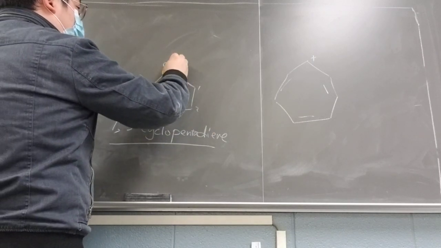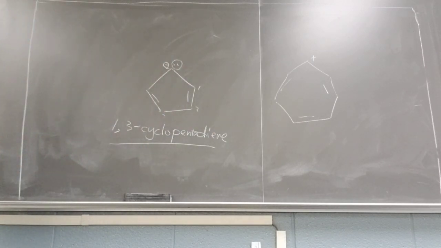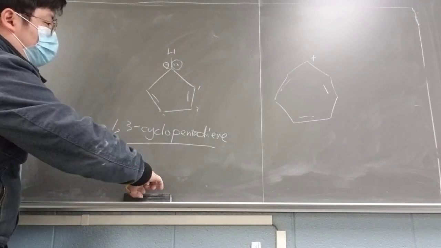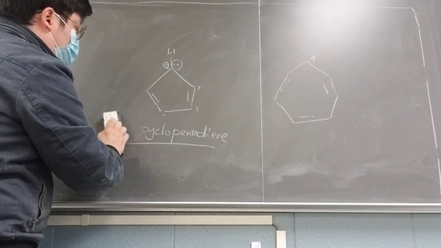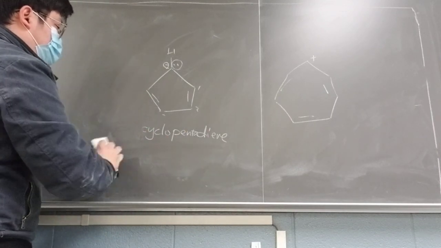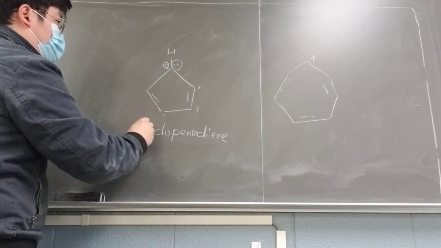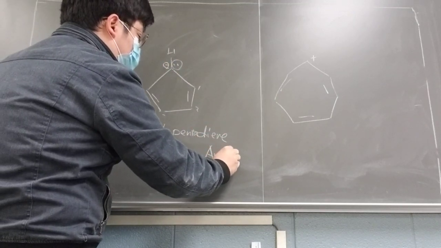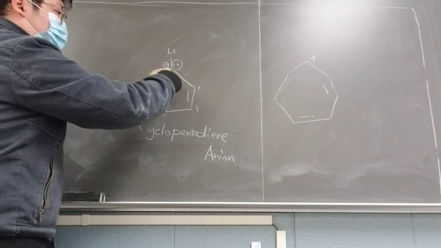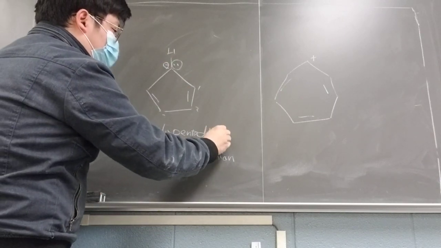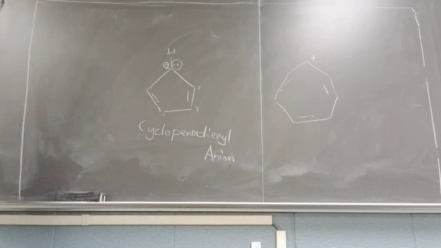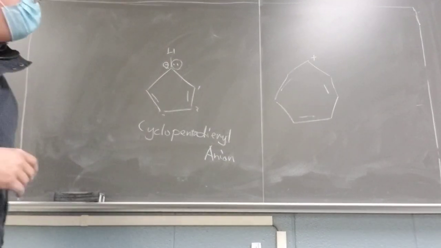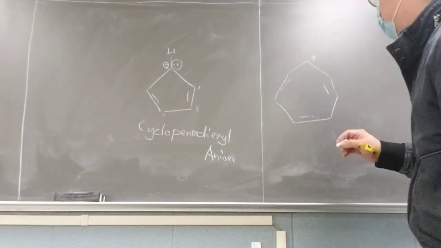But the thing is, you have a lone pair here. So in this case, you can do it all the same, but it's a negative charge, so it's an anion. It's an anion of this compound, so we put -yl. So this is a cyclopentadienyl anion. Okay.